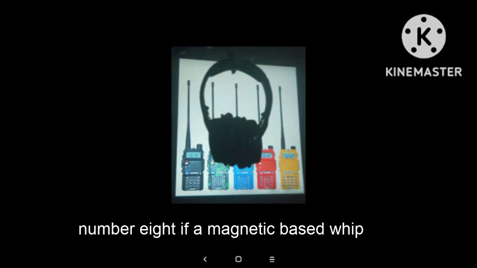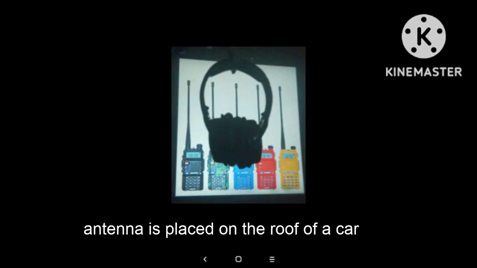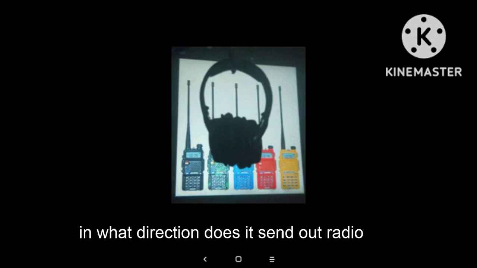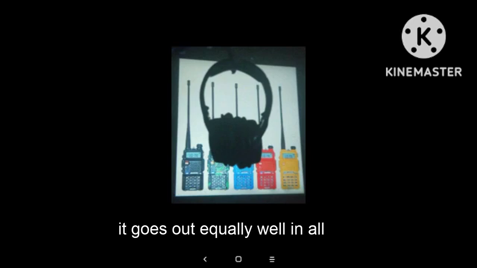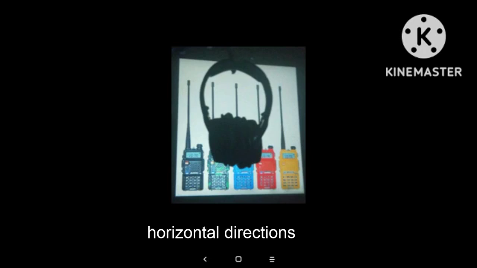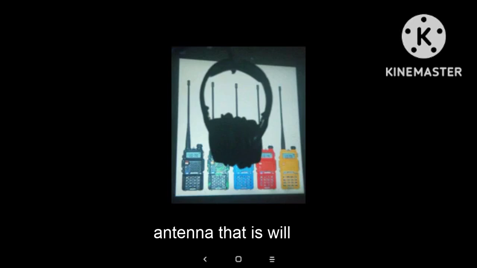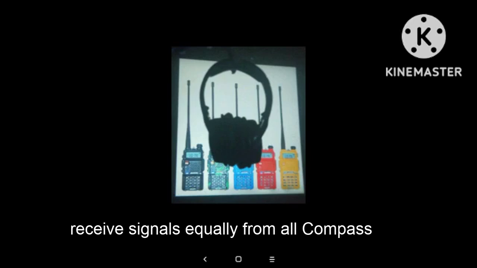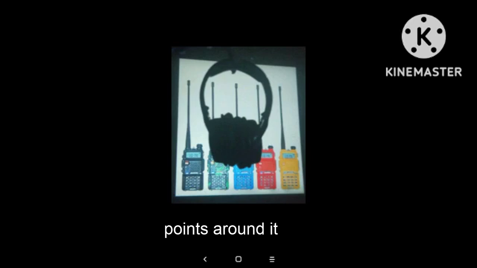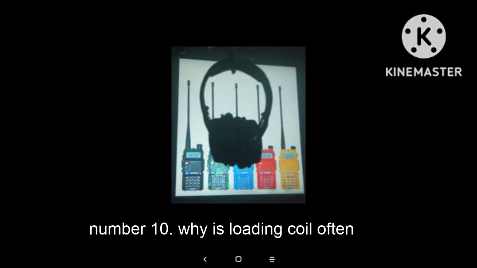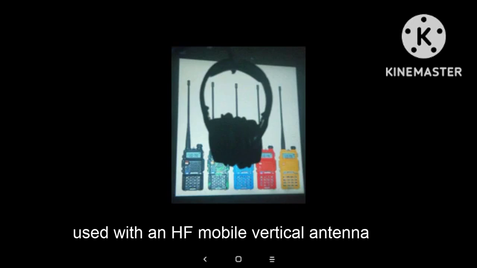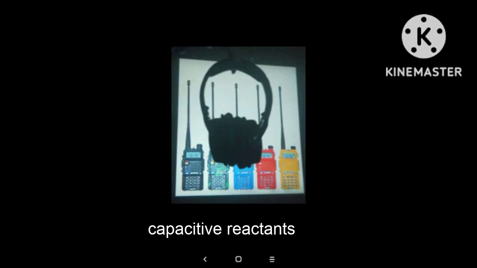Number 8. If a magnetic-based whip antenna is placed on the roof of a car, in what direction does it send out radio energy? It goes out equally well in all horizontal directions. Number 9. The main characteristic of a vertical antenna is that it will receive signals equally from all compass points around it. Number 10. Why is a loading coil often used with an HF mobile vertical antenna? To tune out capacitive reactance.